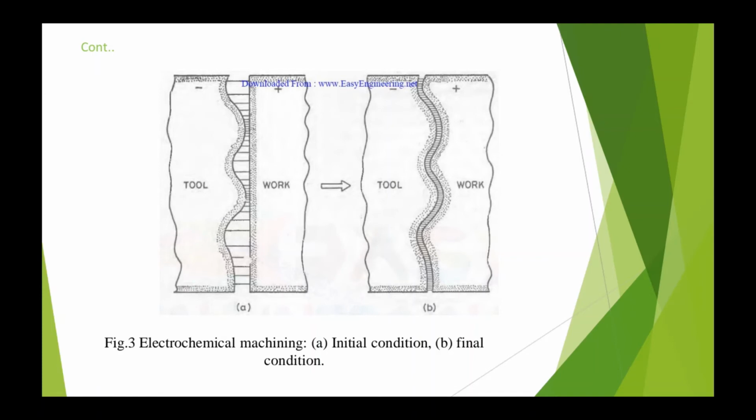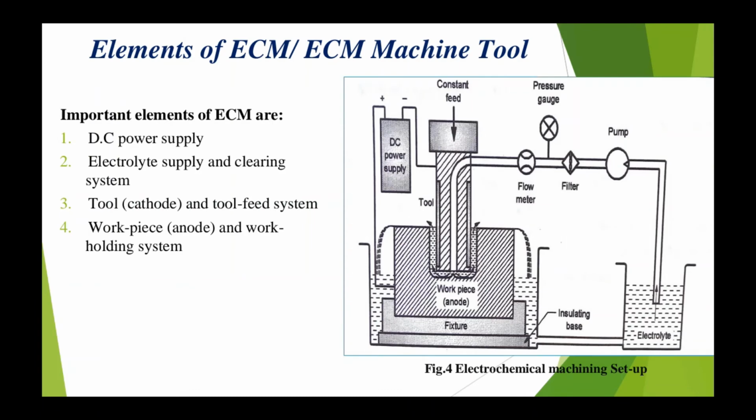megapascal, through the gap. The electrolyte must be circulated at a rate sufficiently high to conduct current between them and to carry away the heat. Metal is removed from the workpiece by the dissolution process only. Okay, now this is about the working principle. Now we'll move to the next part, that is the setup of electrochemical machining, or elements of electrochemical machining.